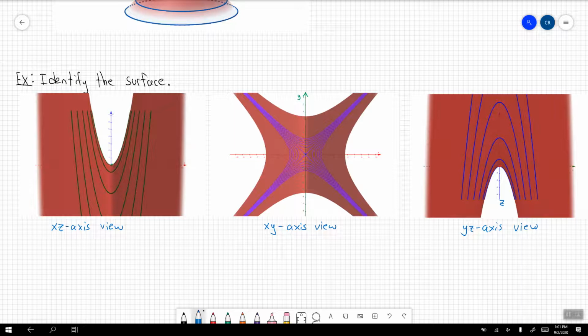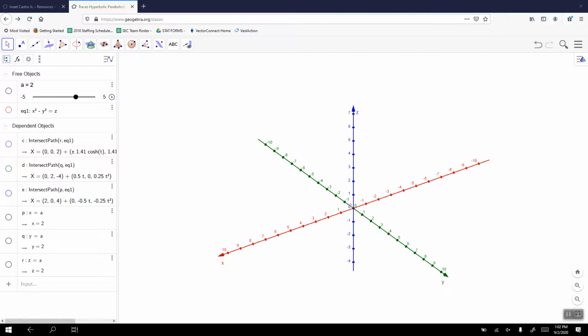This surface is actually a little bit on the harder end to try to identify. It's one of my favorite surfaces, but again, it's a little harder to identify. So let's go on to my old friend GeoGebra, and we're going to see how that's going to help us out in identifying what this surface is, given these 3 points of view.